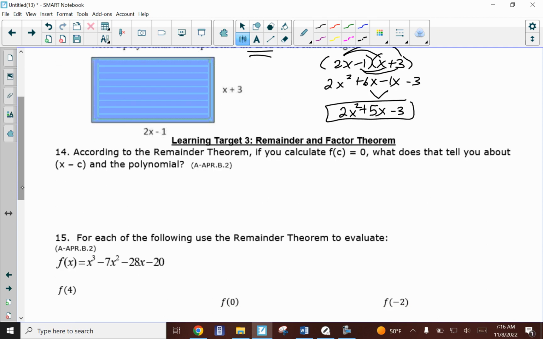Okay, so the next one says, according to the remainder theorem, if you calculate f of c equals 0, what does that tell you about x minus c and the polynomial? So this one is pretty much just a memorizing thing. Anytime you get an answer of 0, that means that the x minus c is a factor of the polynomial. If this was a different number besides 0, then it's not a factor.